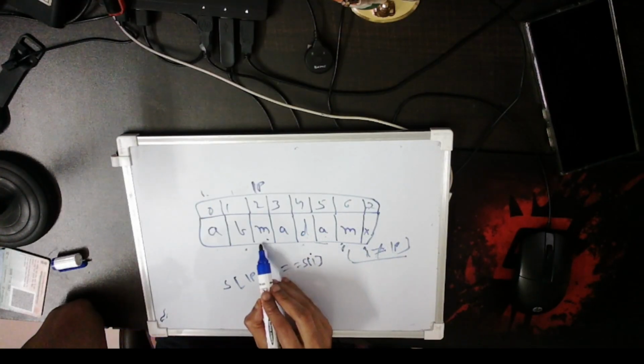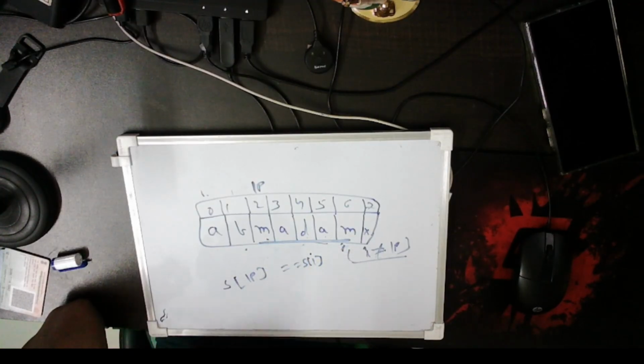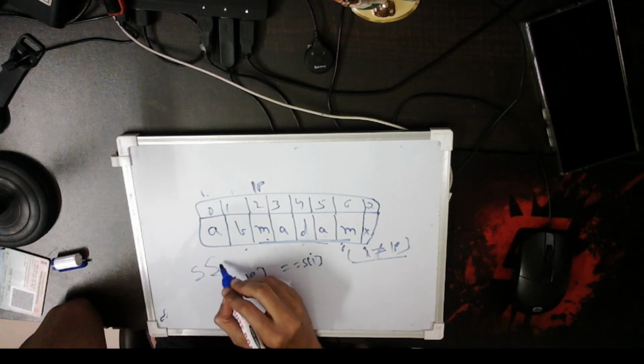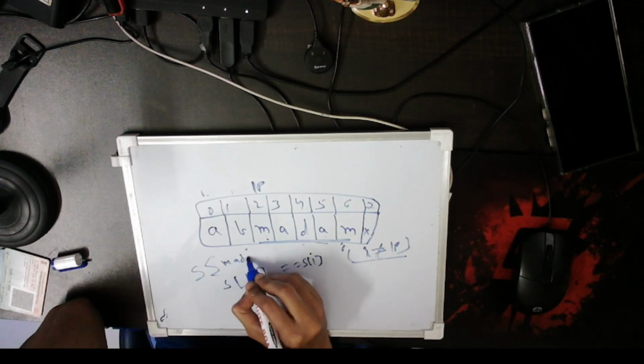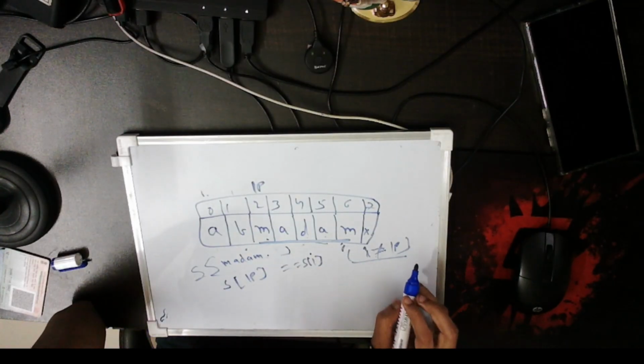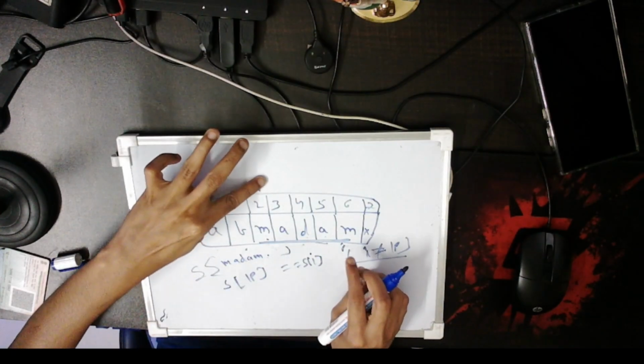And now we will check if this is a palindrome. Yes, this is a palindrome, so we will push this palindrome in a set. Okay, so we will push this in a set. Now we will go next.